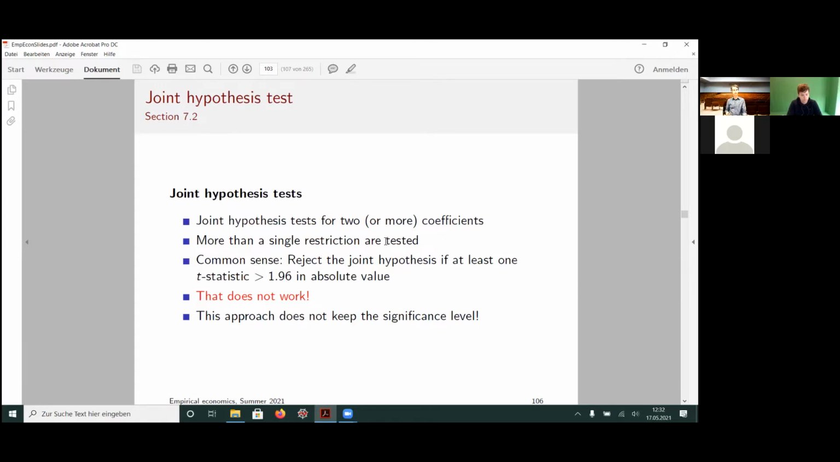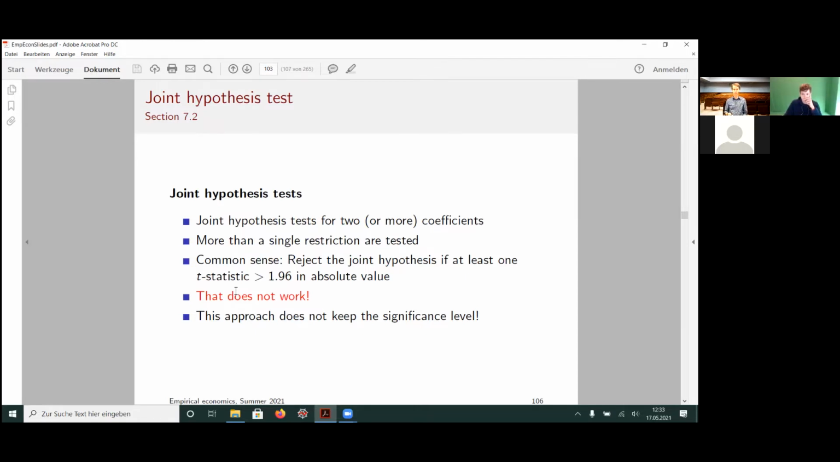How could we proceed in this case? Well, the first common sense approach would be to reject the joint null hypothesis if we reject at least one of the two t-tests. So we could perform a t-test for the first slope coefficient, and if we reject that, then we reject the joint hypothesis. And we can also perform a t-test for the second coefficient, and if we reject either of them, then we would reject the overall joint hypothesis. That could be done, but it's wrong. So this approach should not be followed. And the reason is, it doesn't work. We put that in red here. And the reason is that this approach does not keep the significance level.